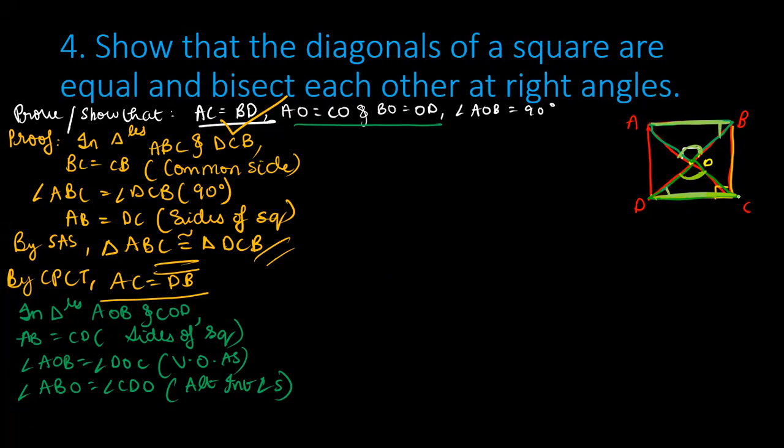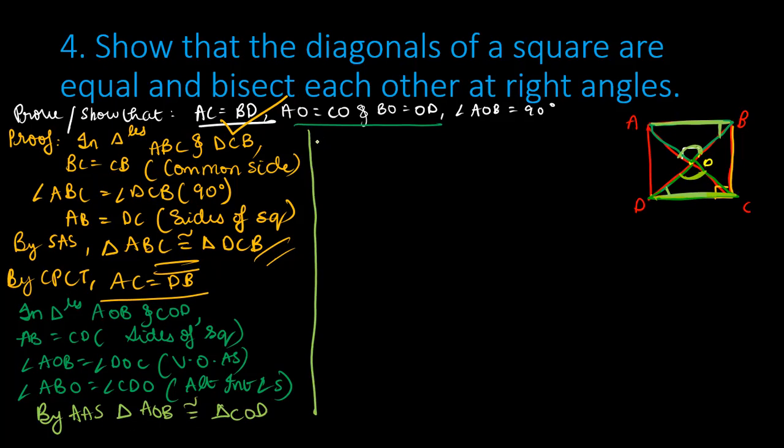So which congruency rule am I using? I'm using AAS, exactly. So by AAS, I can say that triangle AOB is congruent to triangle COD. And now I'll just write the next part of the proof here. Now I prove that these two are congruent to each other.